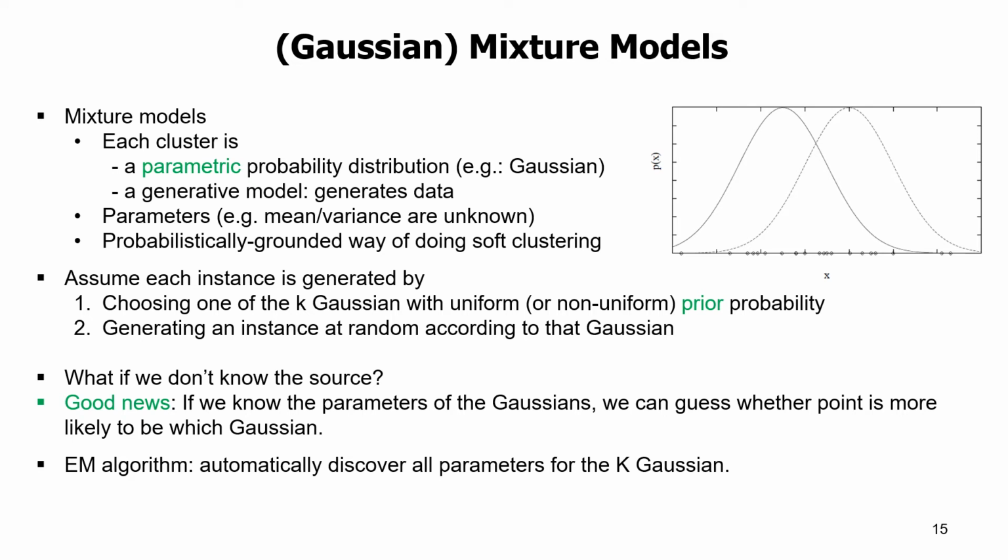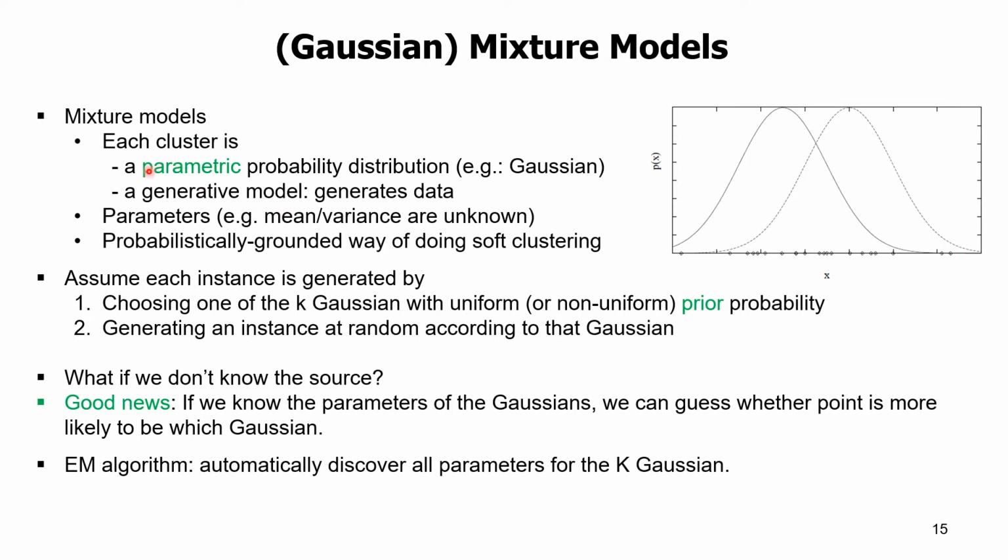EM algorithm is based on Gaussian mixture model. In mixture models, we assume each cluster is a parametric probability distribution, such as Gaussian distribution. So each cluster is a Gaussian distribution. It can be any other parametric distribution. By the way, if you use a non-parametric distribution in a mixture model, you cannot use EM algorithm.